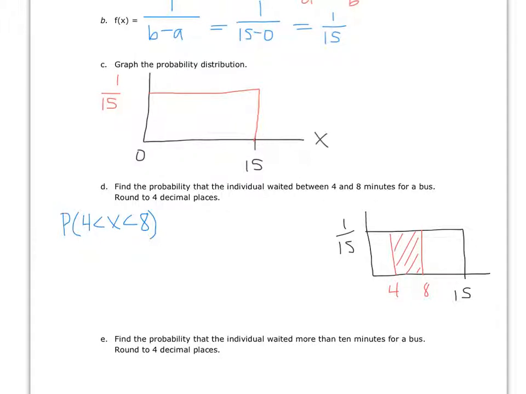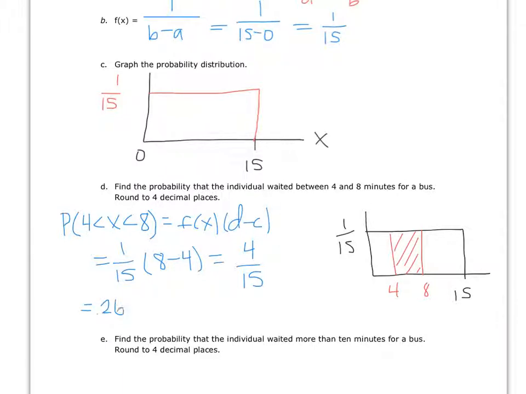From our notes before, we said we're going to take f of x times d minus c. Hopefully you're recognizing that that's just the height times the width. So the height is 1 over 15, and the width, or the base, is 8 minus 4. So we get 4/15 for that probability. If we find the decimal form and round to 4 decimal places, we get 0.2 repeating 6, so rounding that to 4 decimal places, we get 0.2667.